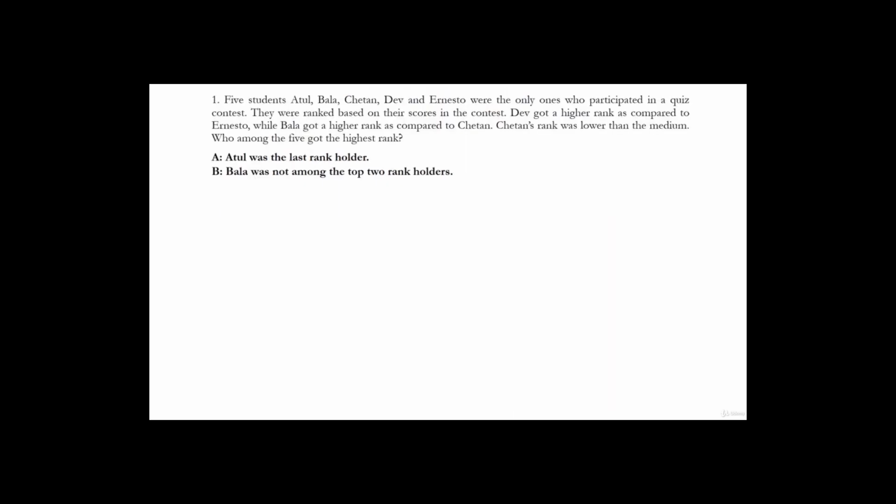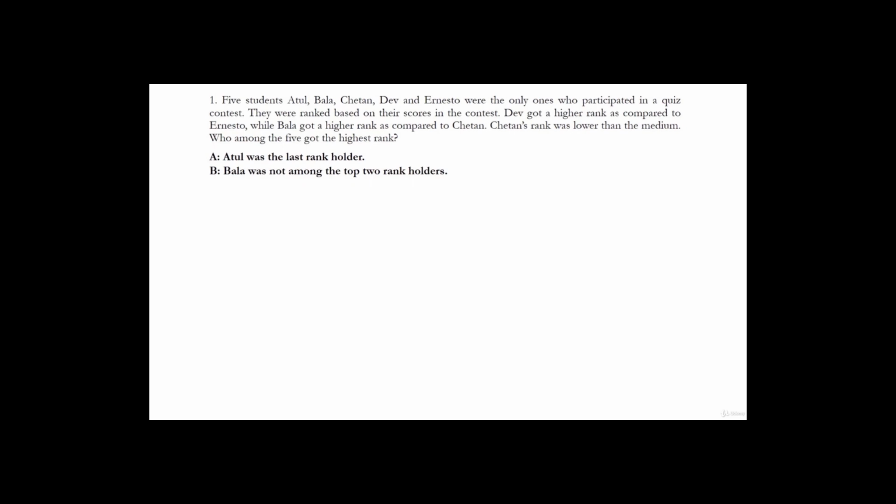The first question says, 5 students Atul, Bala, Chetan, Dev and Ernesto were the only ones who participated in a quiz. They were ranked based on their scores in the contest. Dev got a higher rank as compared to Ernesto, while Bala got a higher rank compared to Chetan. Chetan's rank was lower than the median. Who among the 5 got the highest rank?